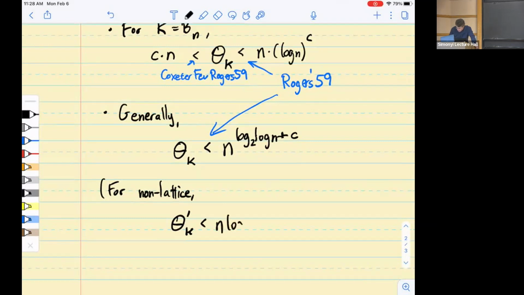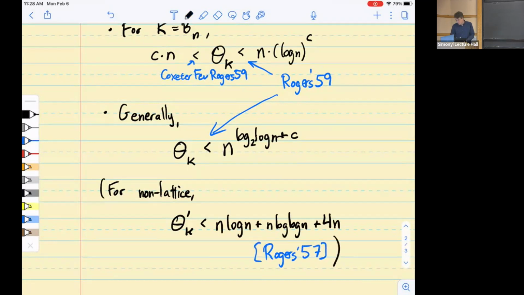He gets n log n, and even gets all the lower order terms. It's like n log n, and even gets a constant. It's actually a later paper with Erdős. This is the same author but different years. I think it's a separate paper, Rogers '57. So this is the non-lattice case. I think the lower bound still holds. It's still C times n, so it's super tight between Cn and n log n.